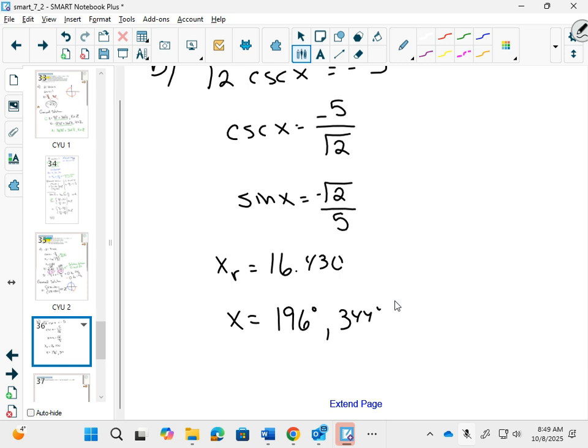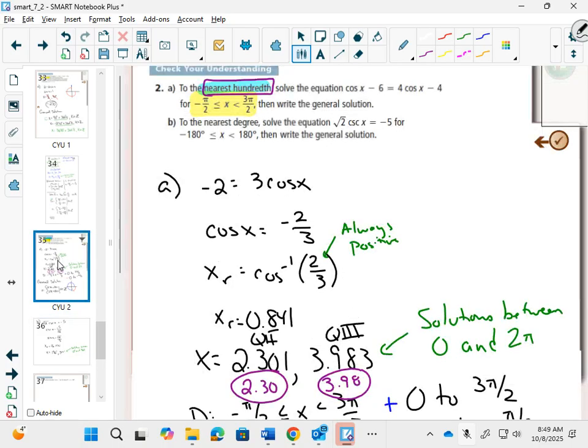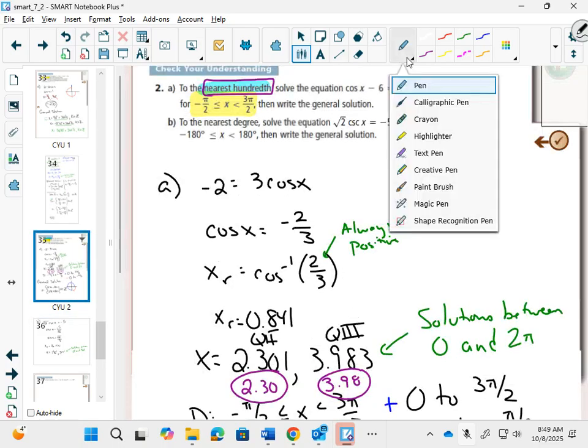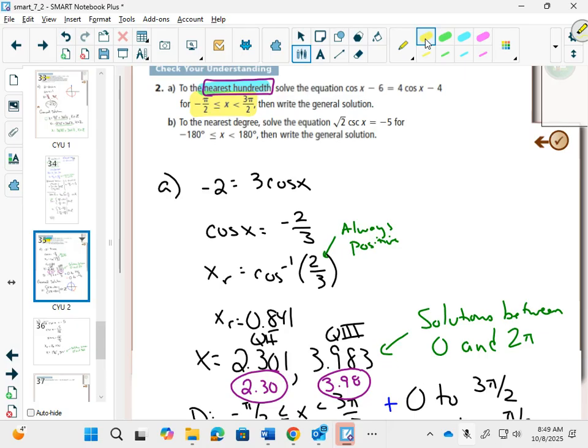So to the nearest degree, I have 196 degrees and 344 degrees. And again, I'm going to make a note. This is solutions once around the circle. That's between 0 degrees and 360 degrees. Is that what this question asked? Take out my highlighter. No, my domain was from negative 180 to 180. And highlight the fact that it says nearest degree, so we've done that already. But we need to go from negative 180 to 180.